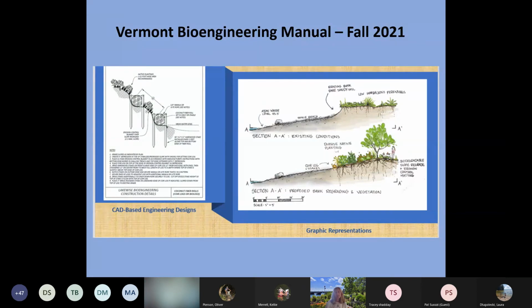So we are having this bioengineering manual. It's coming out this fall. All these methods, it's really a recipe for contractors on how you install these. And we haven't had that before. So I'm very excited to get that available and online soon.